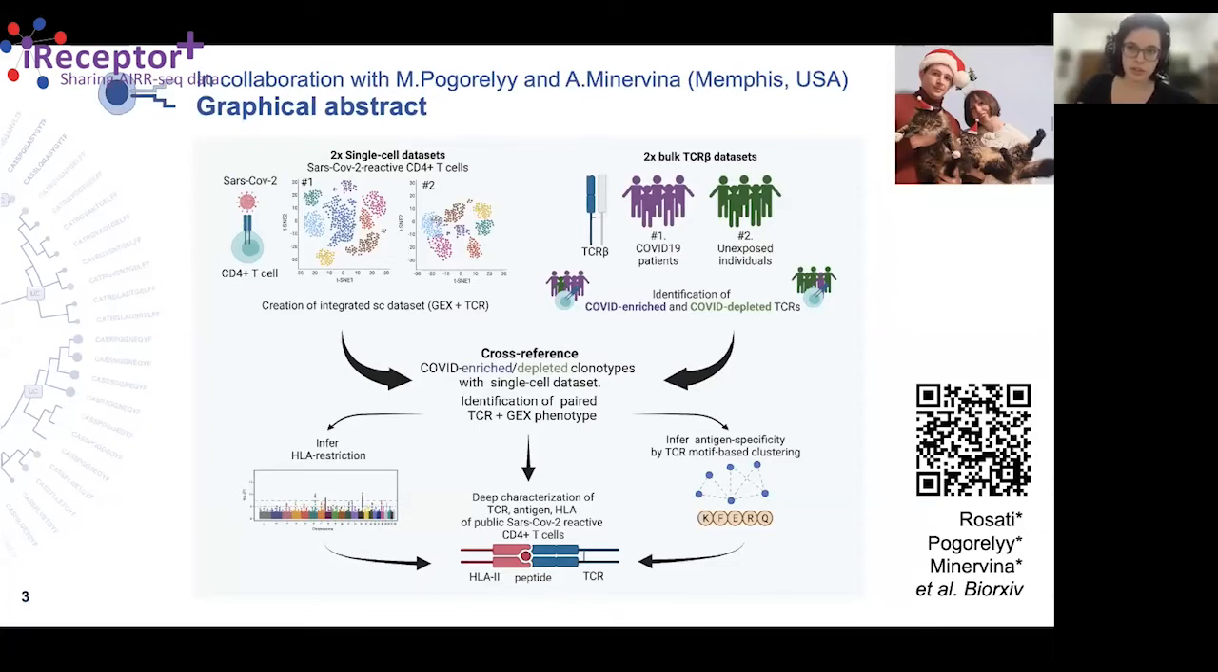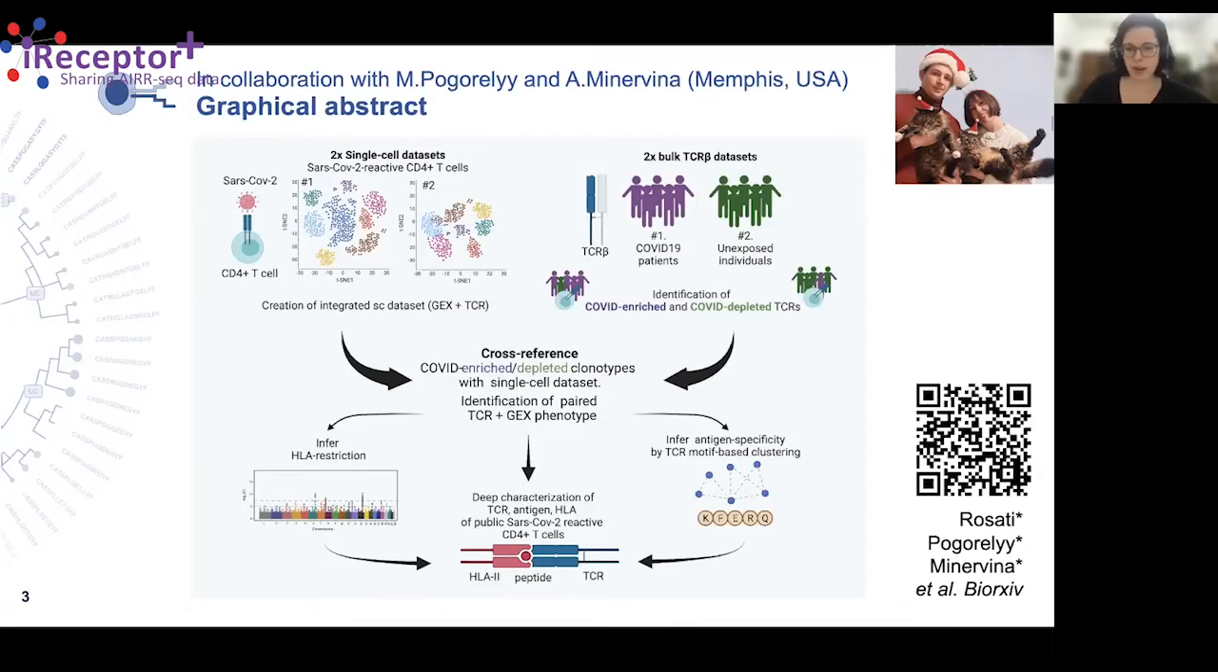So we cross-referenced the single cell data set with the two big bulk data sets, and we went on to characterize the TCRs as deeply as we could. What we wanted to do is to not only find the TCR alpha beta pairing, but do a deeper characterization: find also the HLA type, the HLA specificity, the precise antigen specificity, and as a plus, perhaps the phenotype. This was our plan.